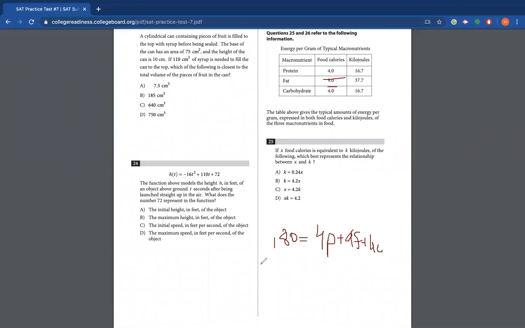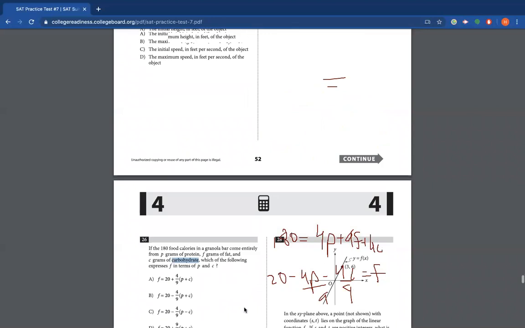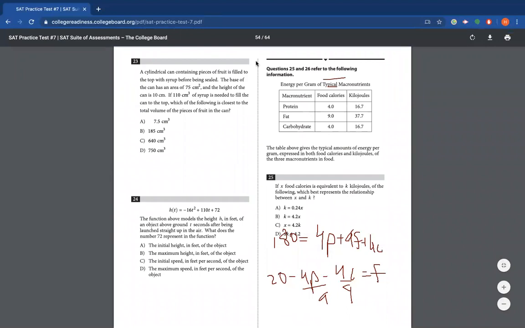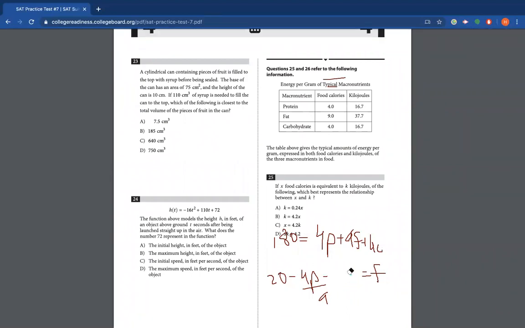So when we solve for F, we get 180 minus 4P minus 4C all equals F, and this is all divided by 9. Simplifying, we can reduce this down. Let's see, is that one of our answers? We could simplify by taking the 4 over 9 common.